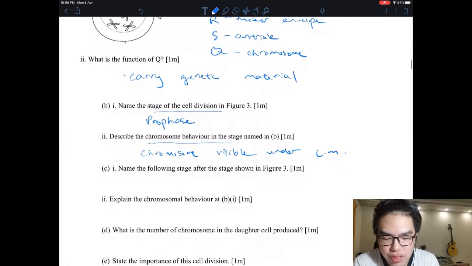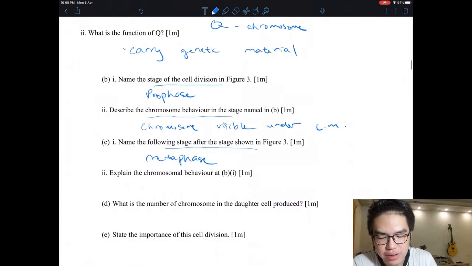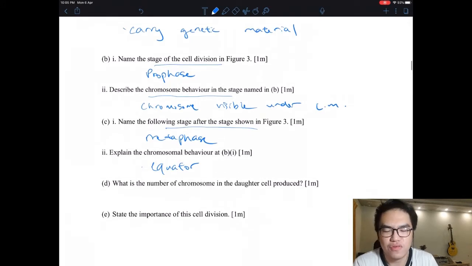So number 1, C1, name the following stage after the stage shown. All right, so simple. Metaphase. Explain. The keyword here is equator. Chromosomes are arranged at the equator. Write your full answer.